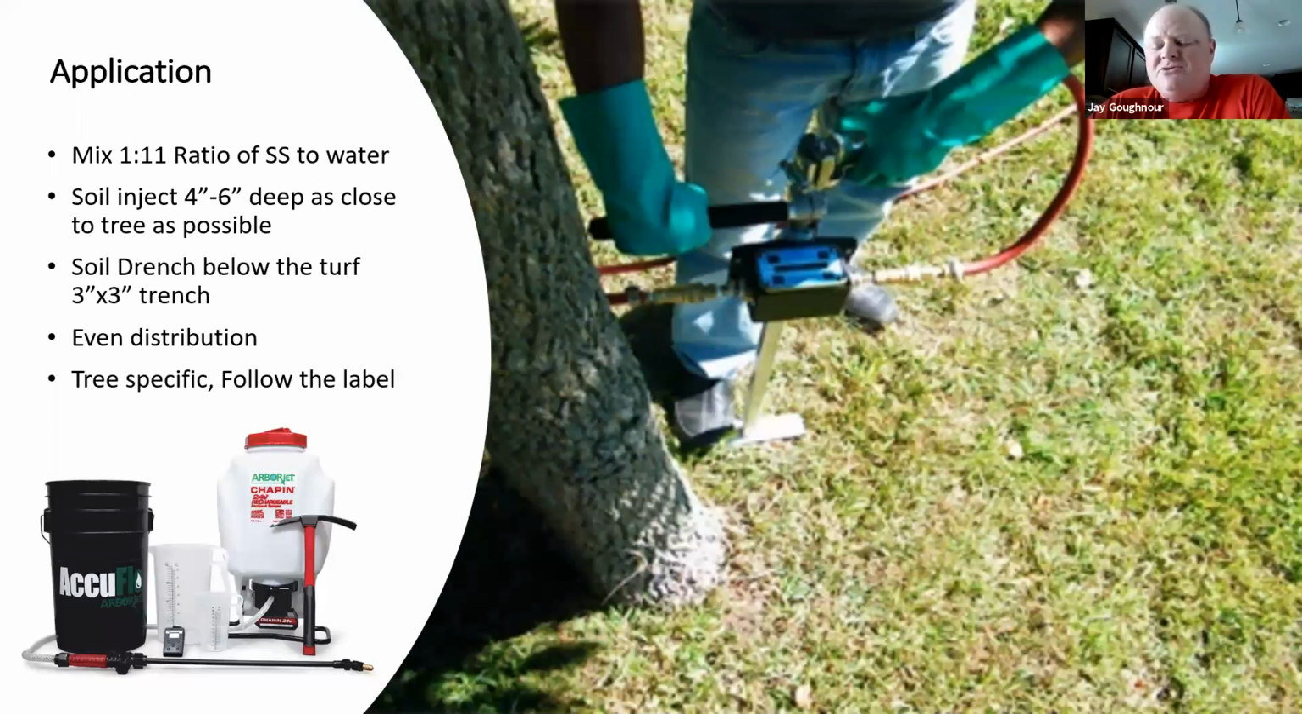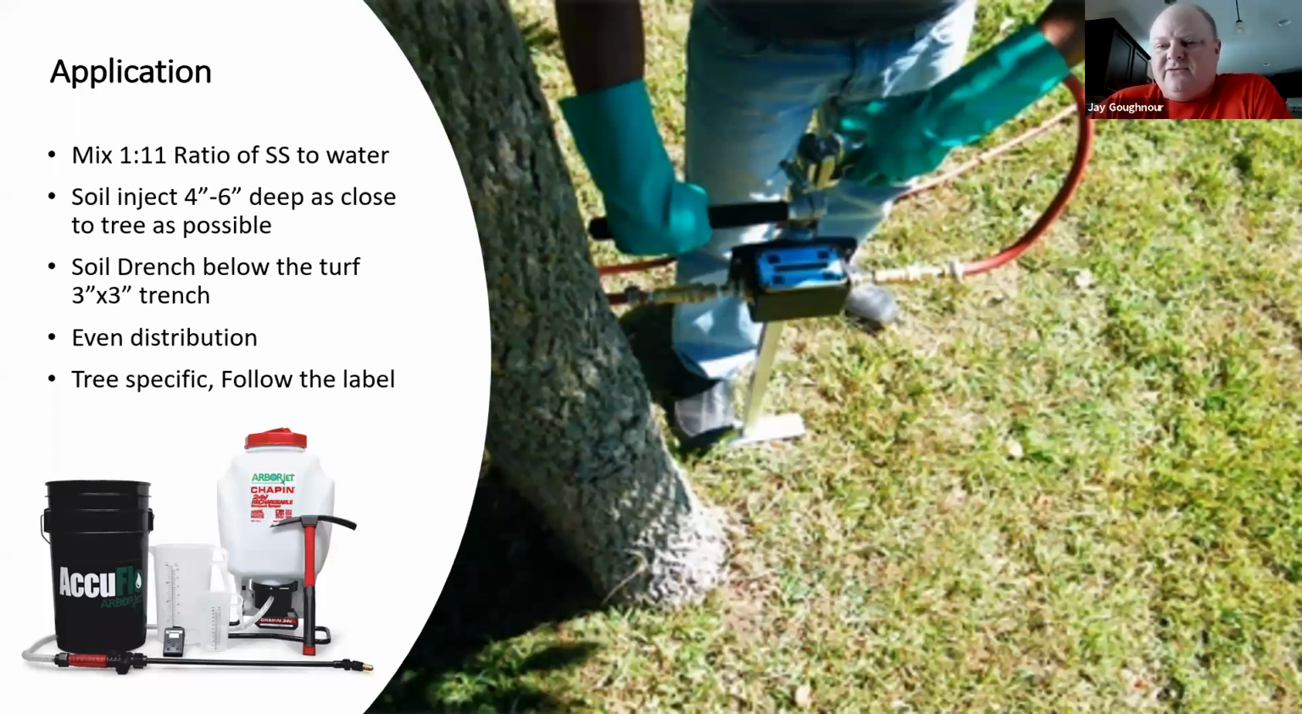I got a couple different options here. Some guys have got the root injectors. I want to place those root injectors as close to the tree as possible, 4 to 6 inches deep. If you're going to do a soil drench, we've got our AccuFlow kit, which is a really unique product. You kind of make a little trench around the tree, about 3 inches by 3 inches, just kind of peel back some sod. And the AccuFlow is basically a timer, and you calibrate it to deliver a certain dose.